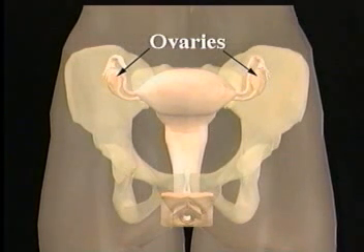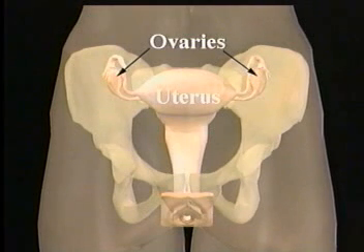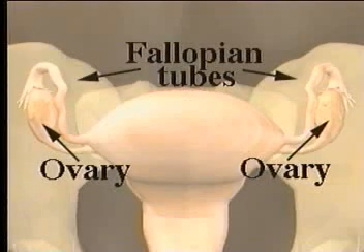Below the ovaries is the uterus, a pear-shaped muscular organ about the size of a fist. This is where a fertilized egg will develop over the 9 months of gestation into a child. Connected to the uterus are 2 fallopian tubes. These tubes each lead to one of the ovaries.